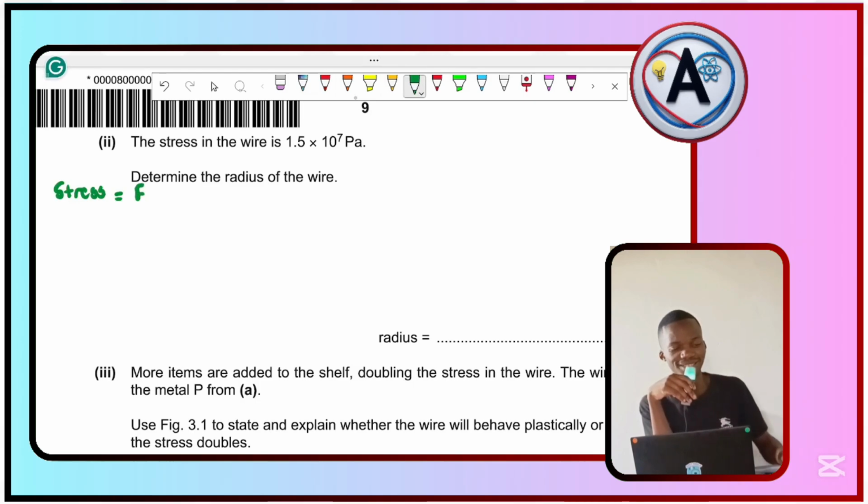I know that's stress, but in this case, that's not going to be it. Stress is force divided by area, right?